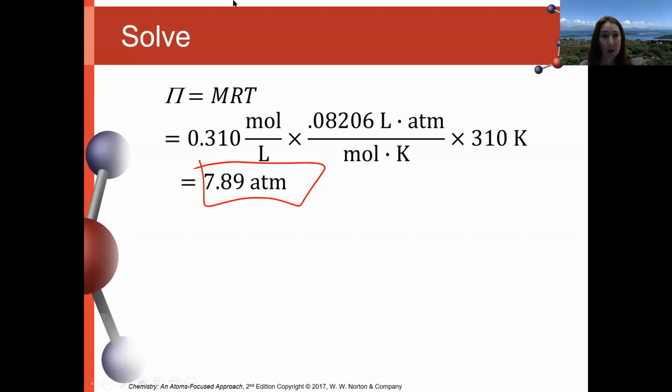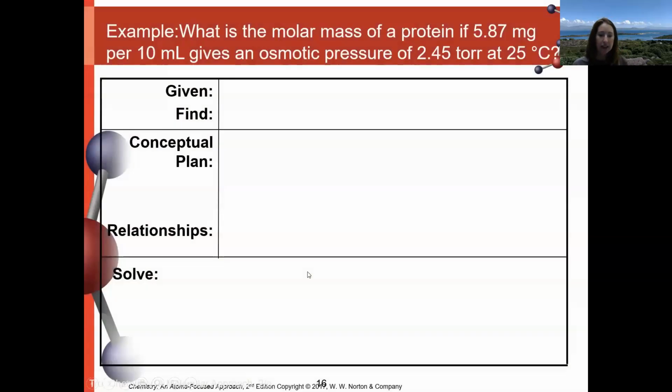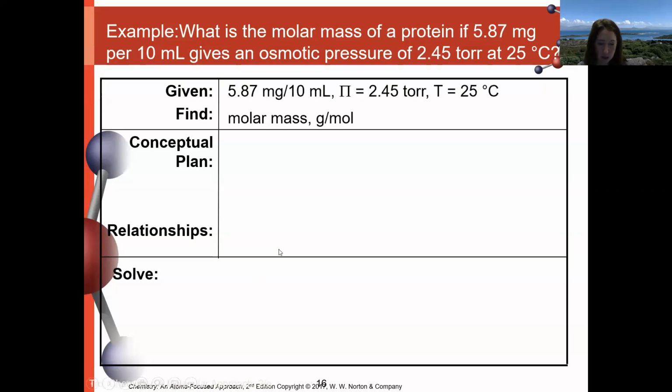It has salts in there because we need salts to live. Okay, now let's look at another one, molar mass. What is the molar mass of a protein if 5.87 milligrams, oh, look at that, another metric conversion, per 10 milliliters gives an osmotic pressure of 2.45 torr at 25 degrees Celsius. Oh, doesn't that one look like super fun?